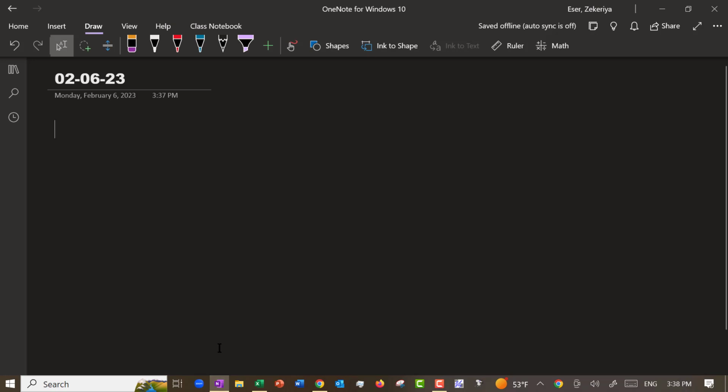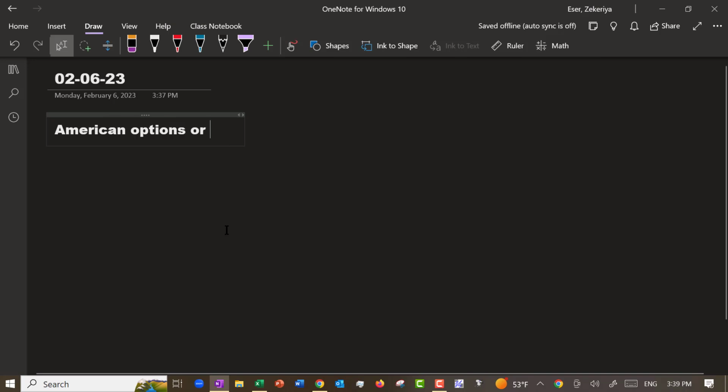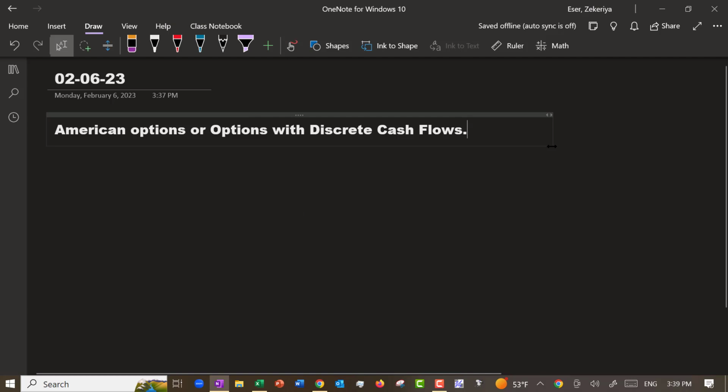Today I'm gonna talk about how to approach pricing of American type options, or options that have discrete cash flows. So let's see. Or options with discrete cash flows. First, I'll talk about American type options, and extending it to options with discrete cash flows is relatively easy.